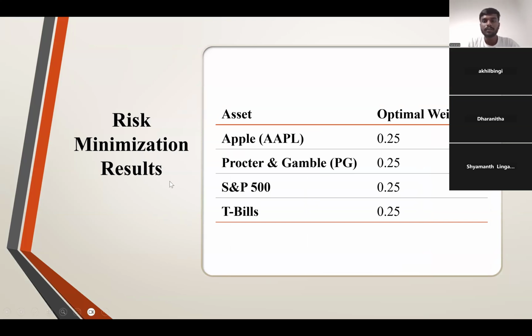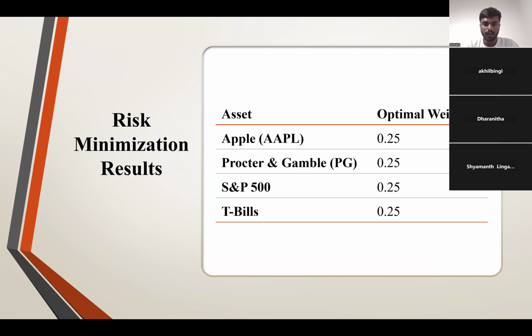Hello. So the results from the three optimization models were then compared. The three optimizations are the risk minimization model, the return maximization model, and the Sharpe ratio optimization model. Coming to the risk minimization model, it allocates equal weights across assets, achieving the lowest risk but yielding a negative Sharpe ratio, indicating suboptimal risk-adjusted returns.